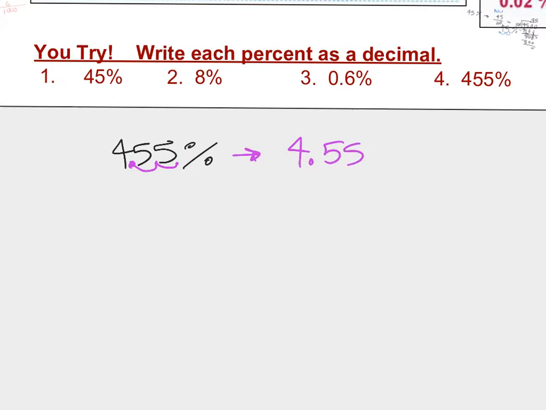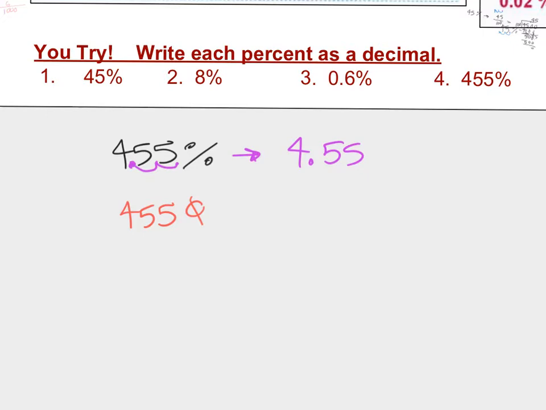I also like to think about it in terms of money. The word percent has the word cent in it because cents is money. So if I was to change that 455% to 455 cents, it would be $4.55. So that's another way of remembering which direction to move it in.